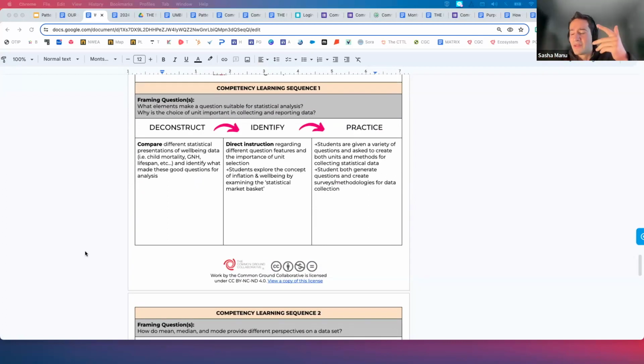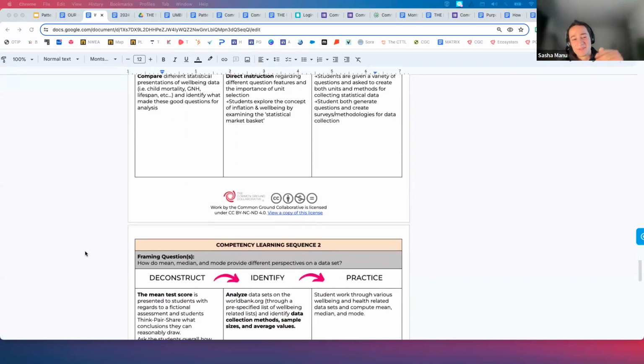So bread, the cost of transportation, and there's a lot of good literature on what is included in that inflationary market basket. And then practice, well, then we'll actually do some rote practice to make sure that the hard skills are there. So students will be first, of course, given questions and asked to create methods of analyses for those questions. And then they'll be generating their own questions and then creating methodologies for data collection. All of this would be leading towards that final summative piece.